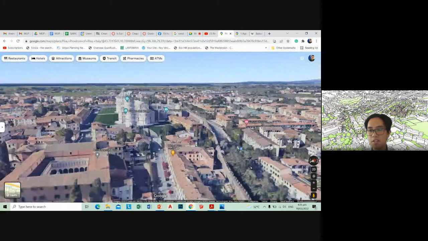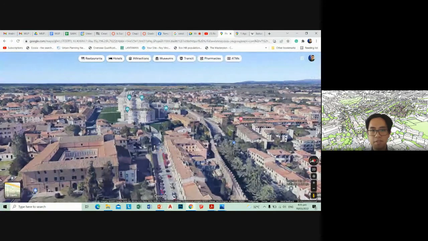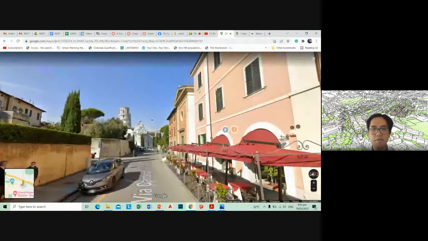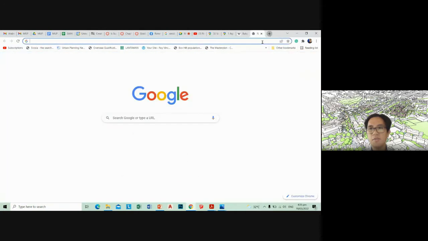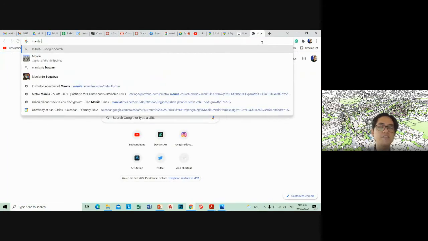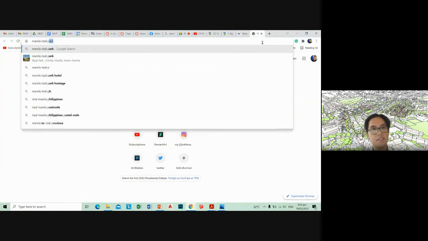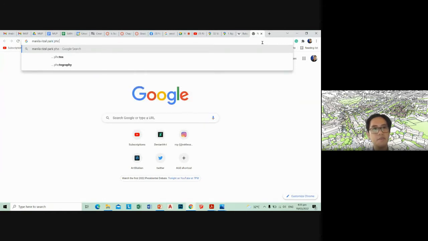Also notice how it looks from the street level. Now you have nothing blocking it. If you have a landmark, make sure it's preserved. We had this problem with the, what was it called, Manila Rizal Park, photo bombing.